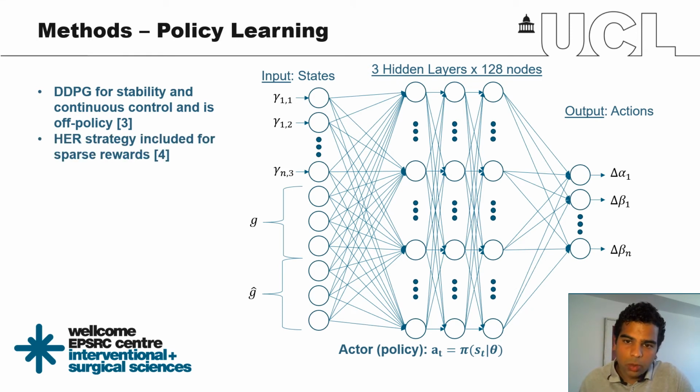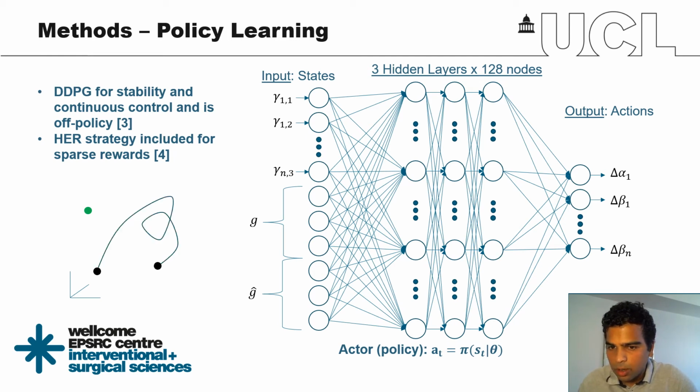We also used hindsight experience replay, which is important because we're using sparse rewards of 0 and -1. The basic idea is that at the beginning of an episode, say we have our achieved goal at the black dot and our desired goal as the green dot, and through the episode we end up with the second black dot, and that line represents the trajectory that is taken, or the state, action, reward at each time step.